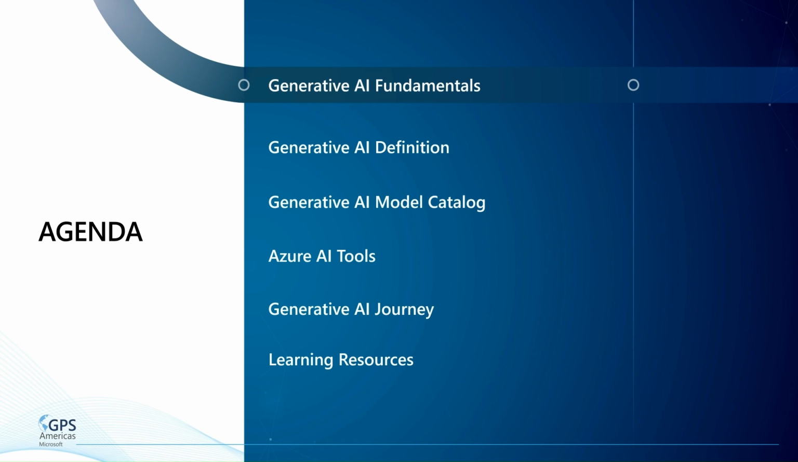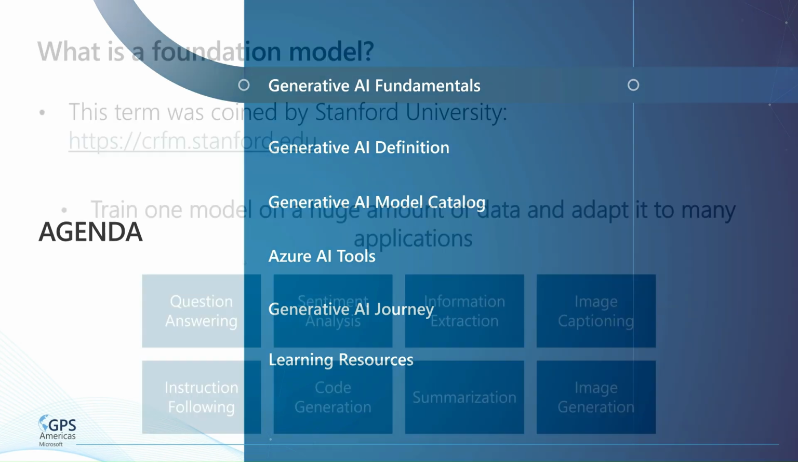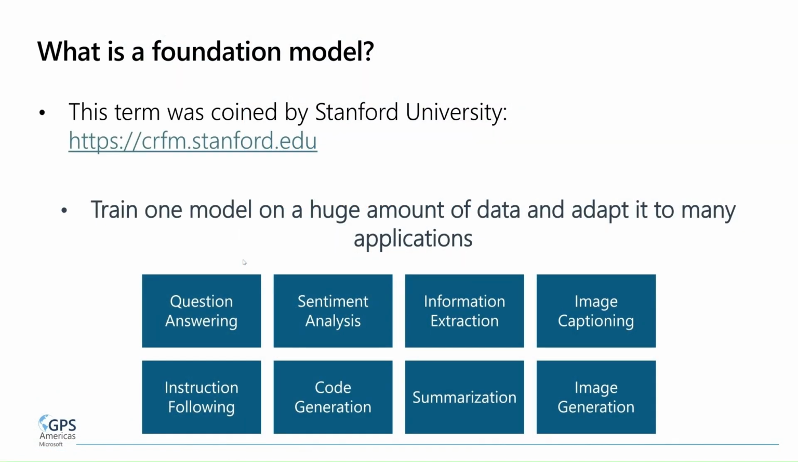Let's jump in and talk about the definition for generative AI so we're all on the same page. So, what is a foundation model? This is a term that was coined by Stanford University, and what they define this as is training one model on a huge amount of data and adapting it to many different applications. You can see by the different boxes on this slide that there are a lot of different use cases, workloads, and applications that you can build leveraging foundation models. I highly recommend going to this link for a deeper understanding.